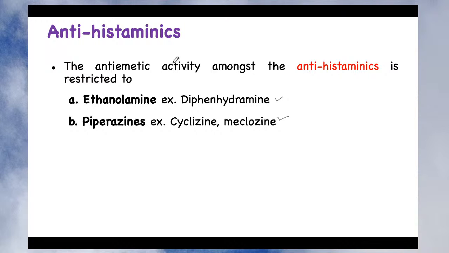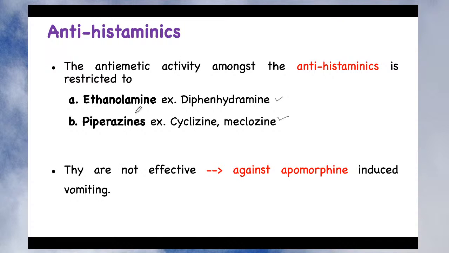Antihistaminics are anti-allergic, they are used in case of asthma, and they are also used in case of GIT ulcer. So it is a very broad category. Only categories like ethanolamine and piperazine have anti-emetic action. They are not effective against apomorphine-induced vomiting, and what this indicates is that apomorphine triggers the chemoreceptors present in the brain. It means the antiemetic action of antihistaminic drugs is not by virtue of their action on the chemoreceptor triggering zone. There is something else responsible for their antiemetic action.